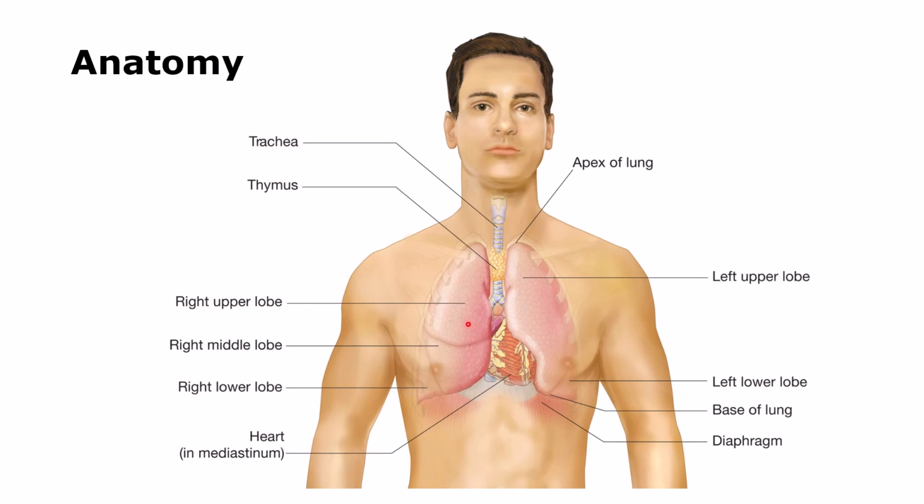Also, the lung is made of lobes. The right one has 3 lobes: the upper, middle, and inferior. The left one has 2 lobes: the superior and the inferior, or upper and lower. And each lung also has an apex, or tip, located superiorly, and a base that is located inferiorly. The base is above the diaphragm here.